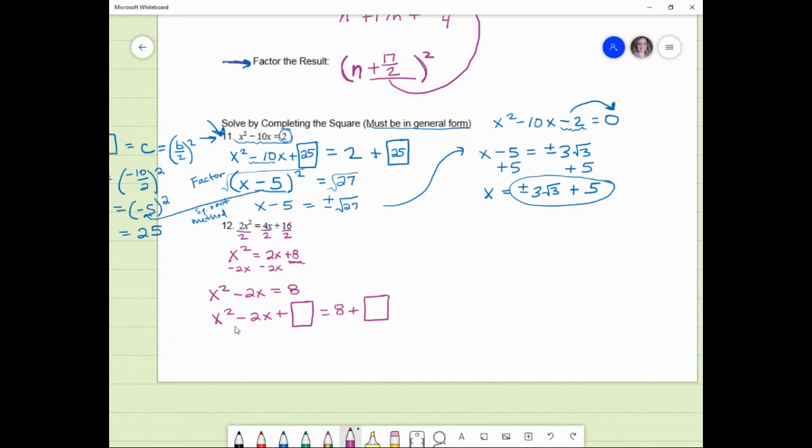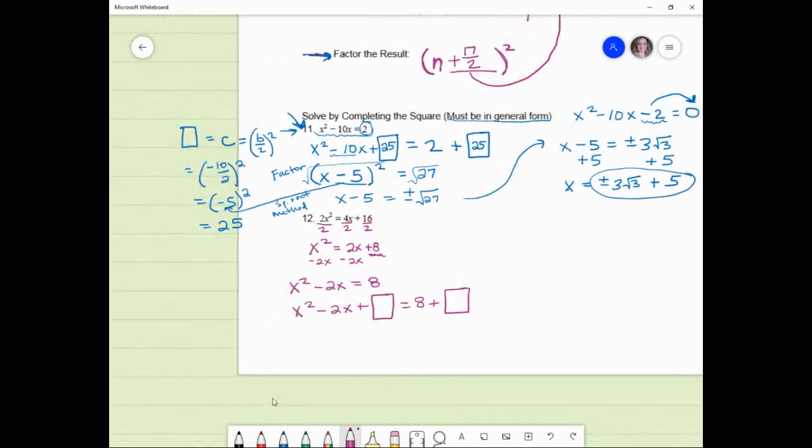So now, move over just a little. Let's calculate what goes in the box. So in the box, this is my new C value. This is B over 2 squared. B in this case is a -2. So -2 divided by 2 squared. That's a -1 squared, which is +1. So inside the box, I'm putting a +1.